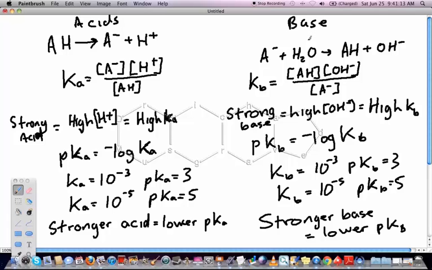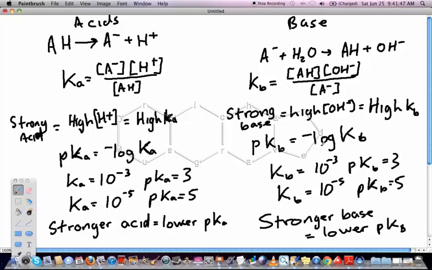A base is defined as a compound that produces OH minus when it's dissolved in water. And instead of using Ka, we use another expression called Kb. The reason we know to use the Kb is because we've got OH minus in the products. The reason we know we use Ka here is because we've got H plus in the products. We do the same thing. Kb is AH times OH minus over A minus. A strong base has a high OH minus and therefore has a high Kb. So if this number is big, then this number is big as well.